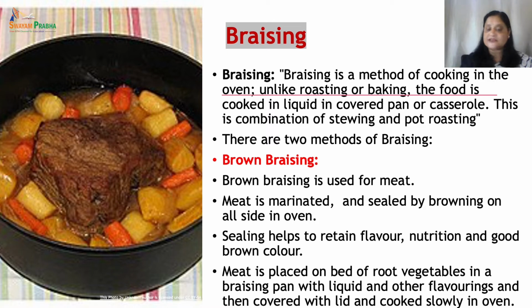Brown braising is used for meat. Meat is marinated and sealed by browning on all sides in oven. Sealing helps to retain flavor, nutrition and good brown color. Meat is placed on the bed of root vegetables in a braising pan with a liquid and other flavorings and then covered with a lid and cooked slowly in oven.